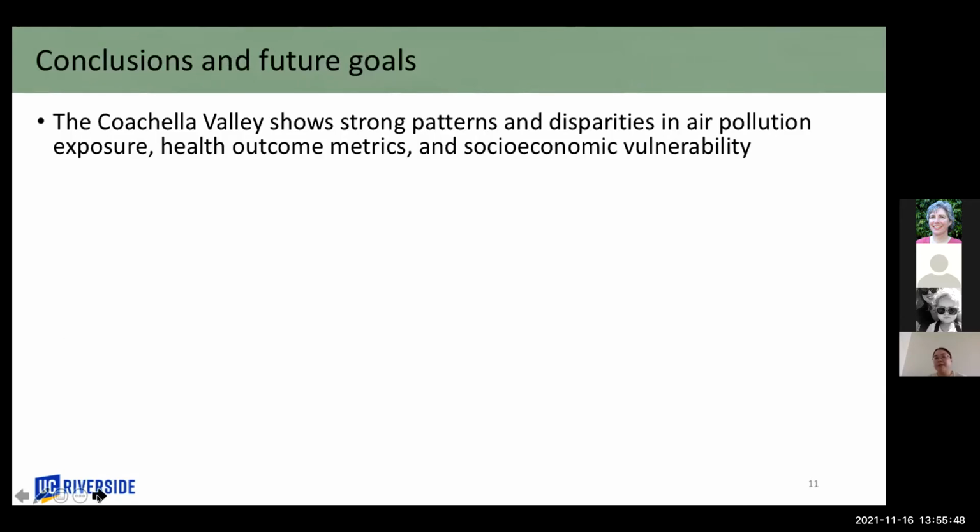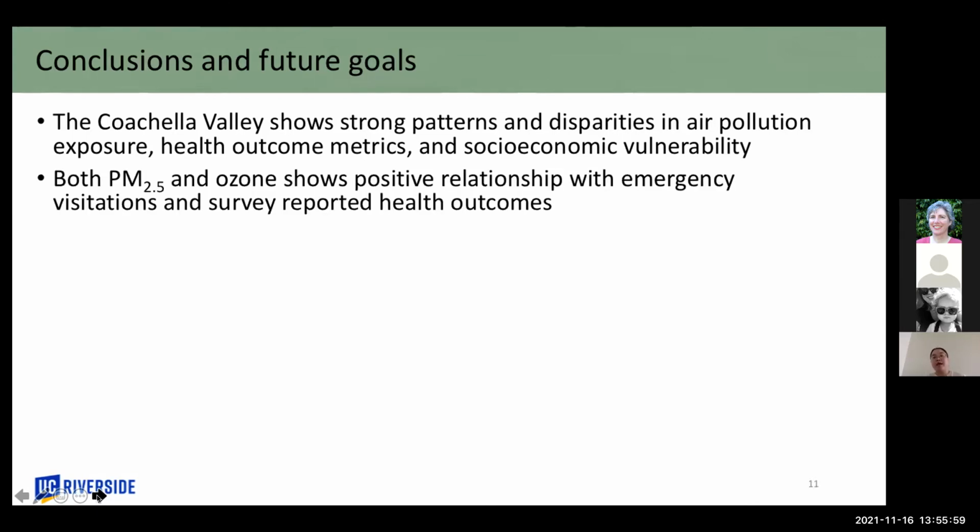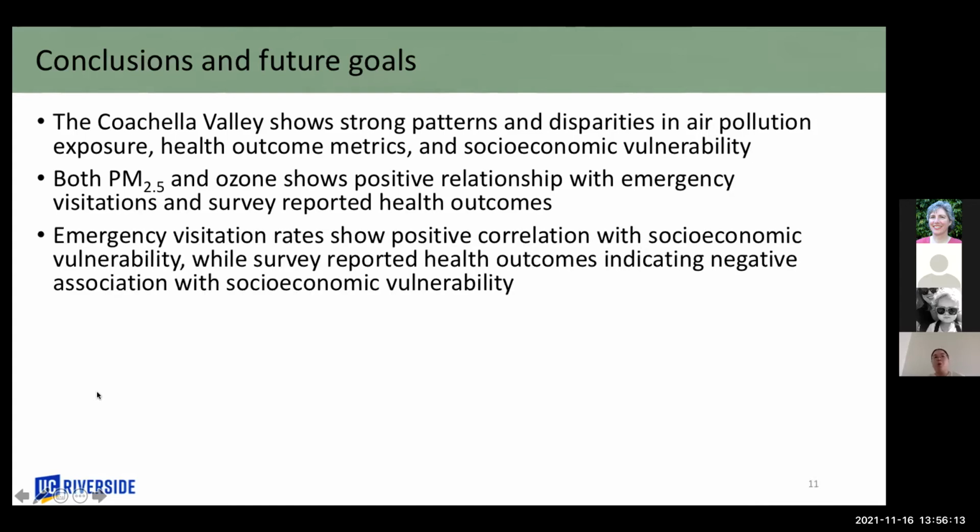The first one is that we see very strong patterns and disparities in air pollution exposure, health outcome metrics, and also the socioeconomic vulnerabilities. We see both PM 2.5 and ozone show a positive relationship with both the emergency visitation data and also the survey-reported health outcomes. And for the relationship with socioeconomic status, we found that the emergency visitation data shows a positive correlation with socioeconomic vulnerability, but the survey-reported health outcomes indicated a negative association with socioeconomic vulnerability.